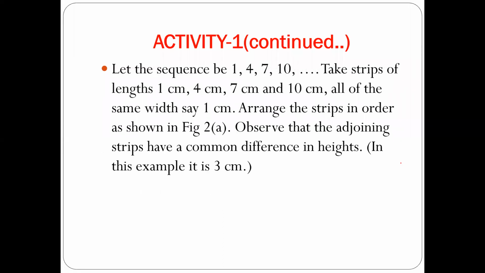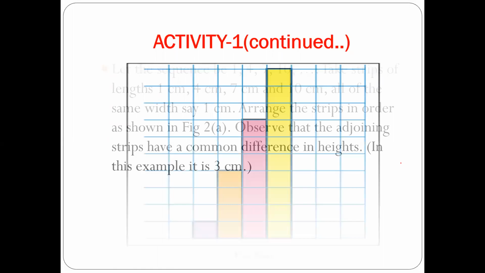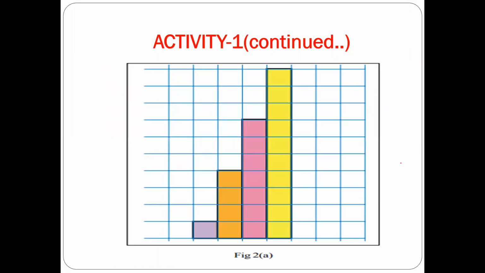Now, a continued activity. Let the sequence be 1, 4, 7, 10. Take strips of length 1 centimeter, 4 centimeter, 7 centimeter and 10 centimeter, all of the same width, say 1 centimeter. Arrange the strips in order as shown in the figure. This is the figure.